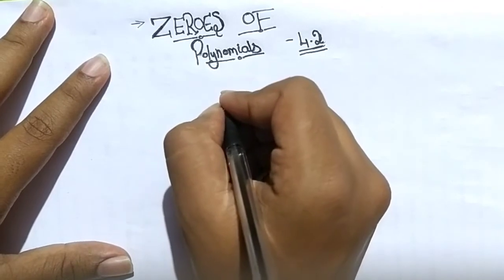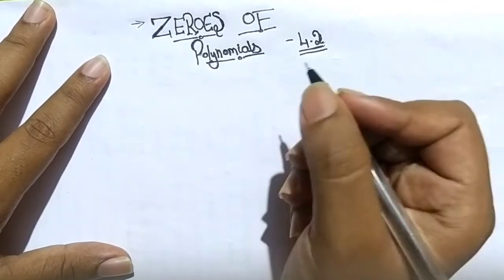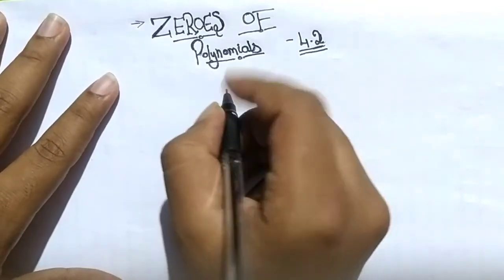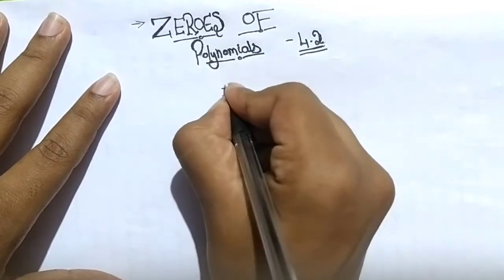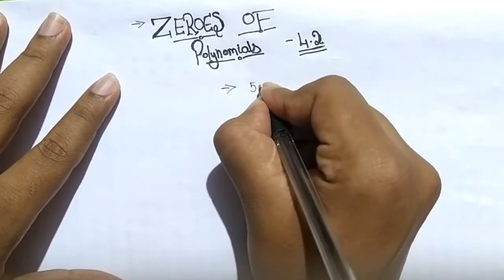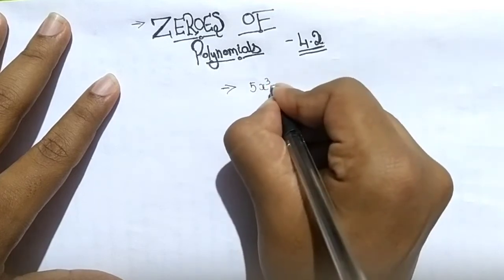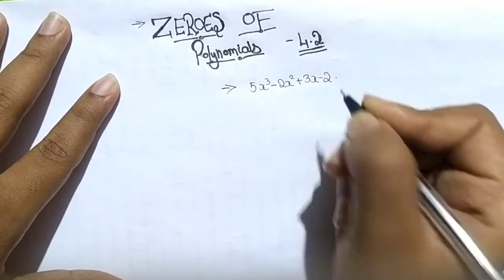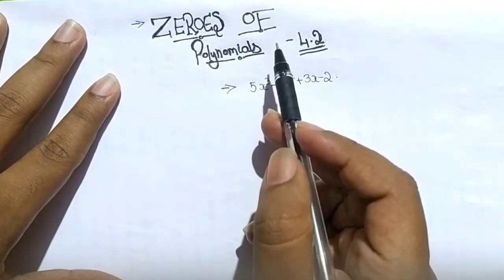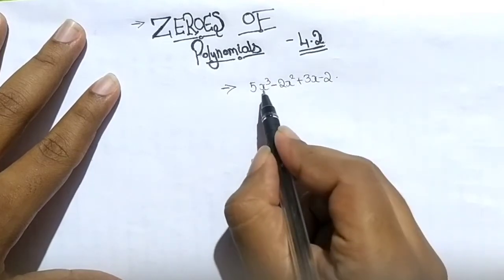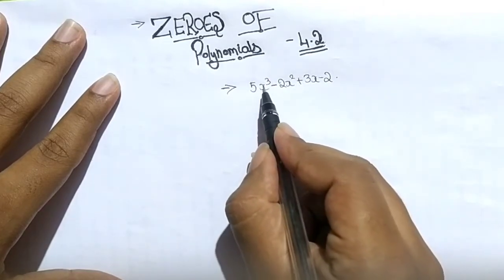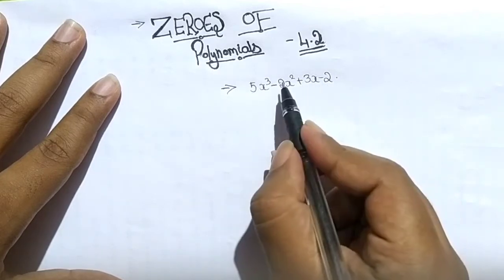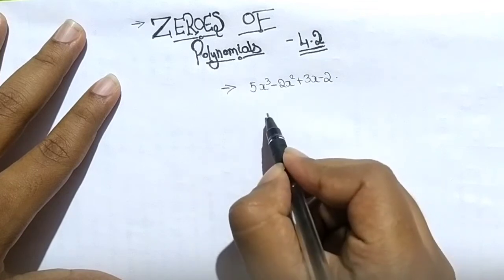We learned about linear, quadratic and cubic equations yesterday in our previous session. Today, let us take some equation for our reference, which is given in your textbook: 5x cube minus 2x square plus 3x minus 2. What is the zero of a polynomial? If we give some number to this variable x, then on simplifying this equation, the value should reduce to 0.